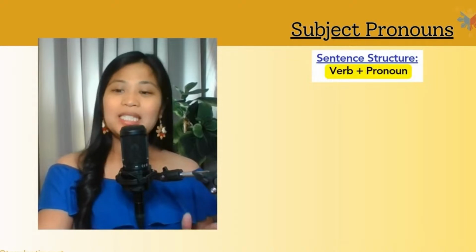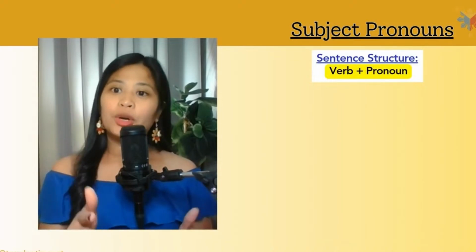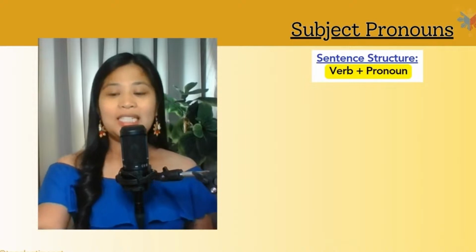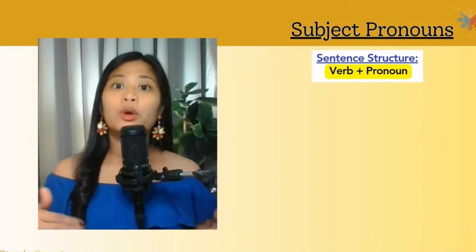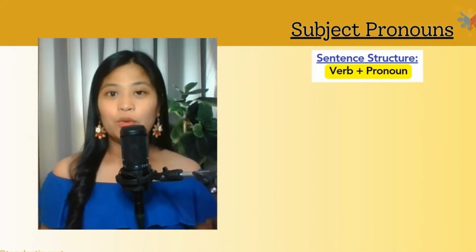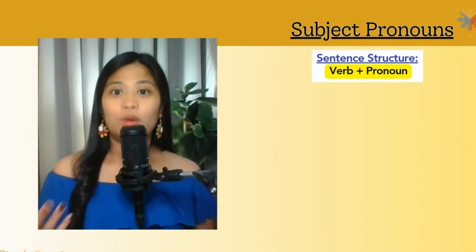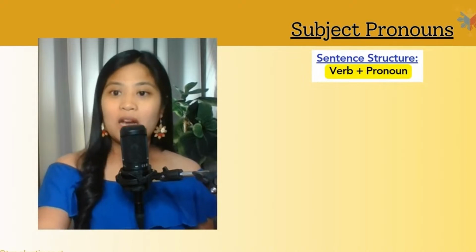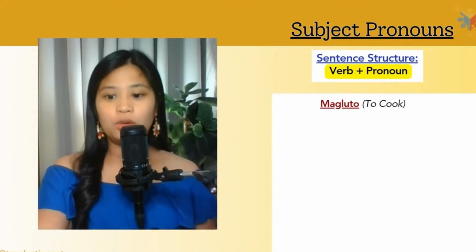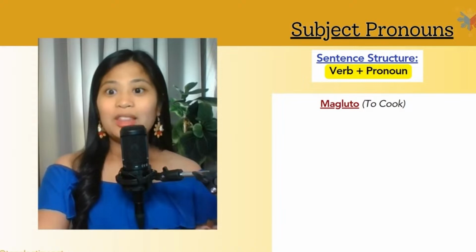So the simplest sentence structure in Tagalog is verb plus pronoun. It's the opposite of English where the pronoun goes first. I am running. I am eating. So there the pronoun I goes first. But in Tagalog, it's the opposite. The verb goes first. So for example, let's take a look at the verb to cook, which is magluto.